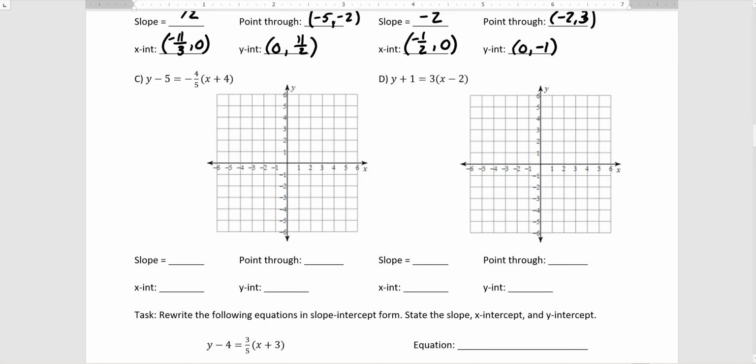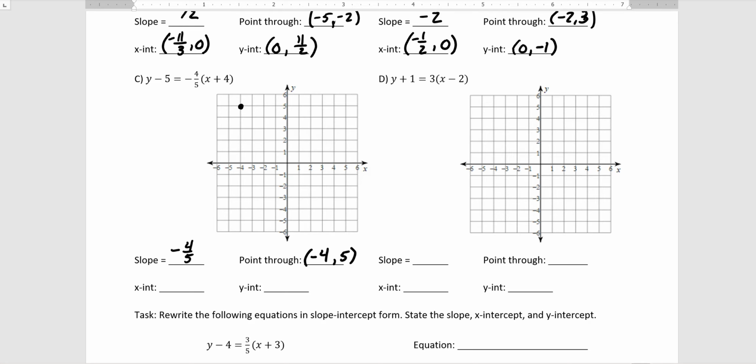All right, let's see how we're doing here. y minus 5 equals negative 4/5 times the quantity x plus 4. So my slope is going to be negative 4/5. The point it goes through is going to be negative 4, 5. All right, so let's go ahead and graph this. So negative 4, 5 would put me right here.